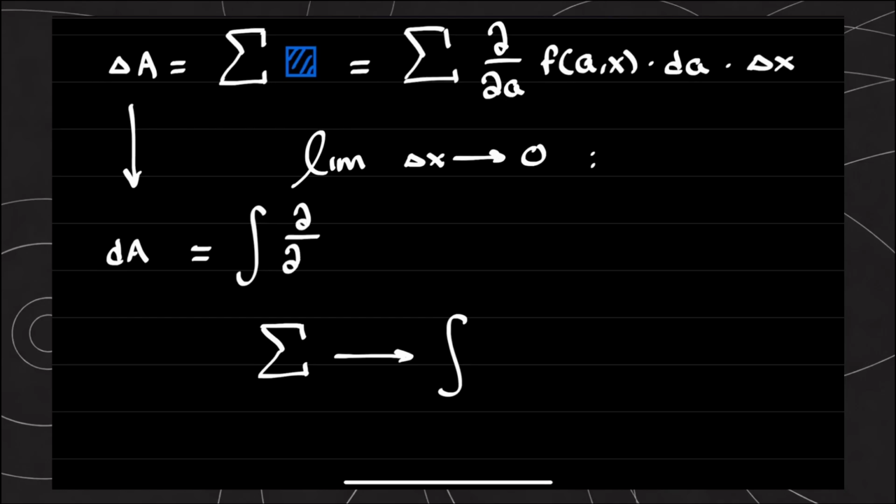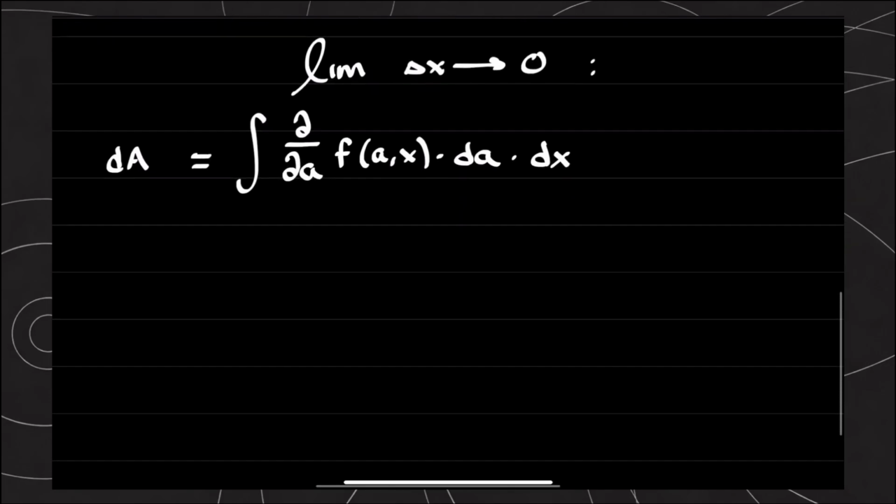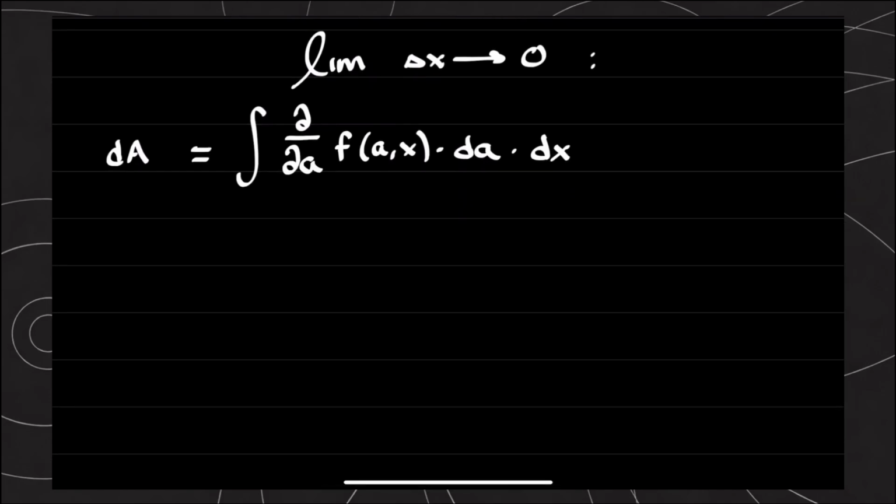Now, the partial derivative of f with respect to a is not going to change as delta x goes to 0. However, our delta x at the end is of course going to change. If it's approaching 0, we can just say that it's going to equal some infinitesimally small change in x, dx. And that is it. That is our differential representation of a change in area as we change our parameter.